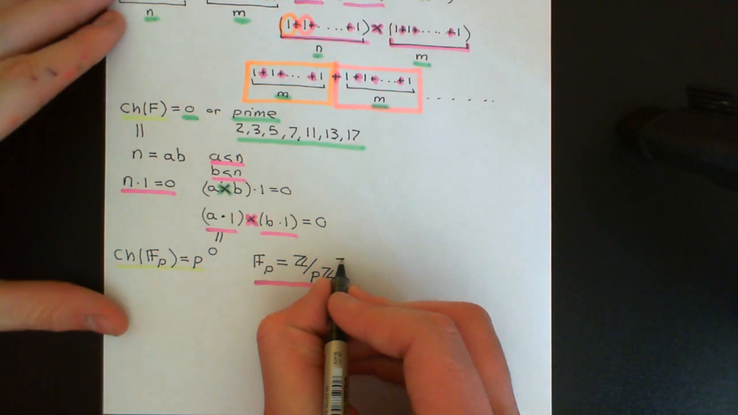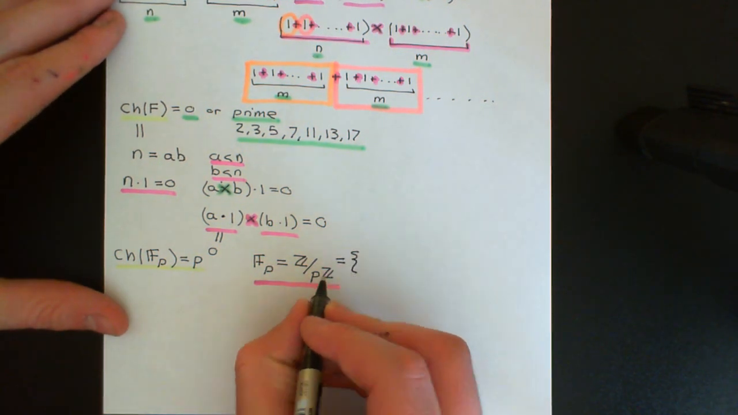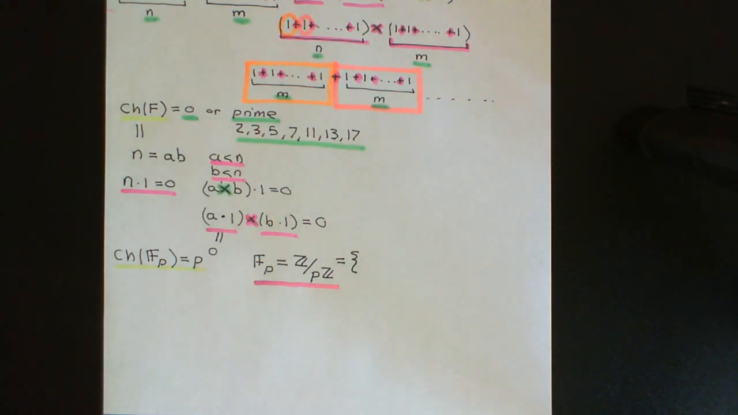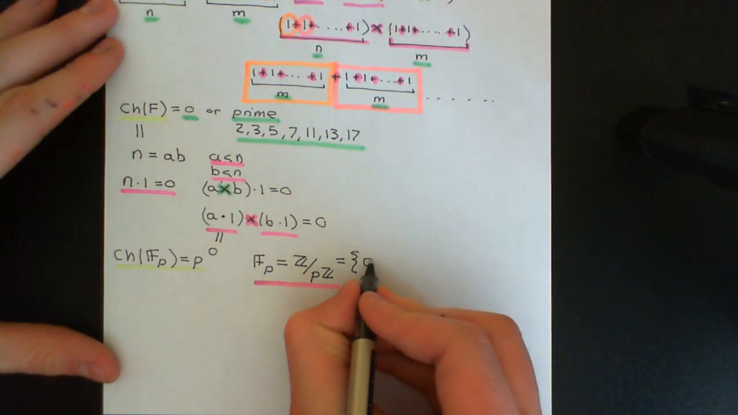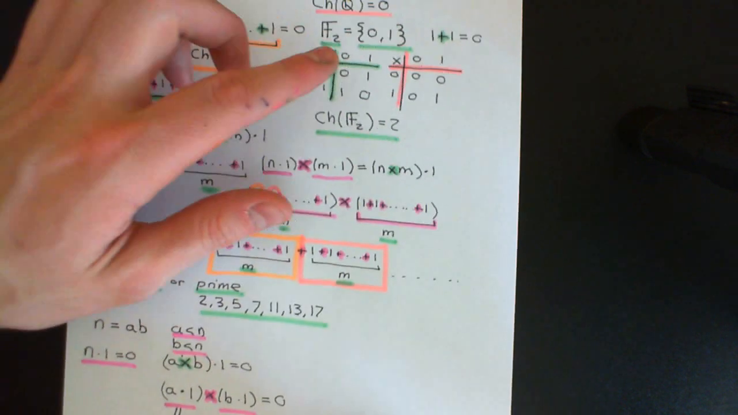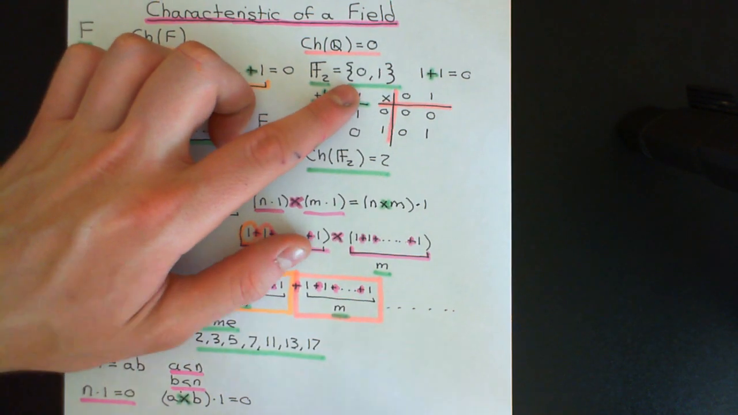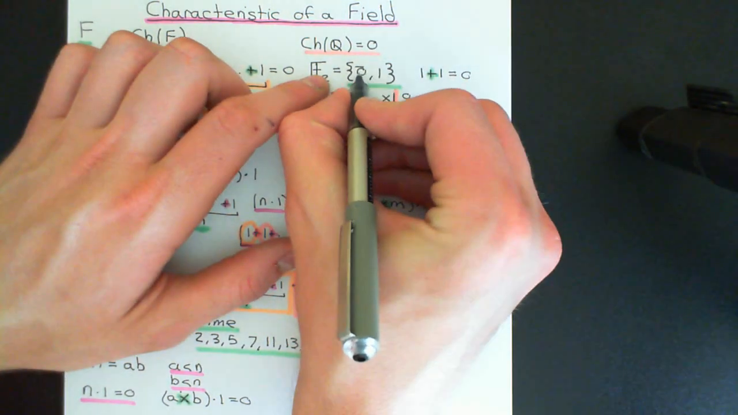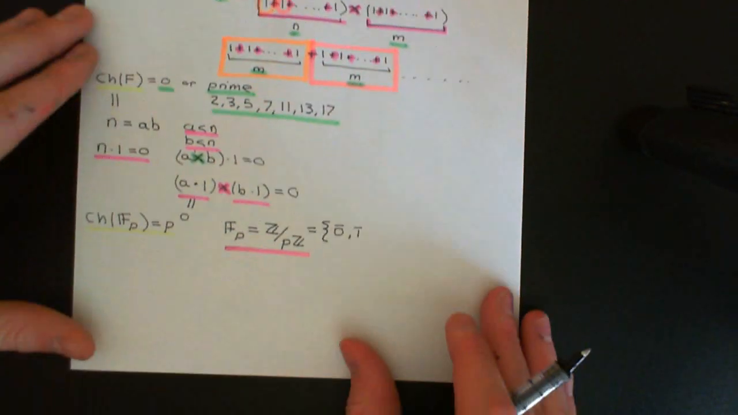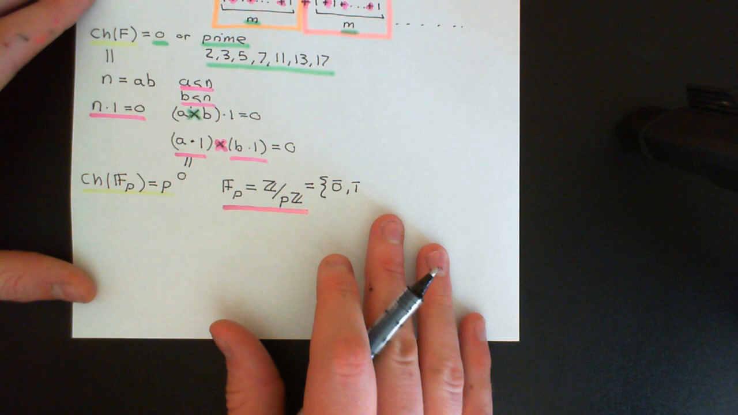Okay, now the elements of this will be the cosets, and we usually denote the cosets by the representatives that are between 0 and p. So we usually denote them 0 bar, 1 bar. You don't have to put the bars. For instance, when I was doing F2, I didn't put the bars. I could have put 0 bar here, the coset that contains 0, and 1 bar, the coset that contains 1, but I didn't bother.